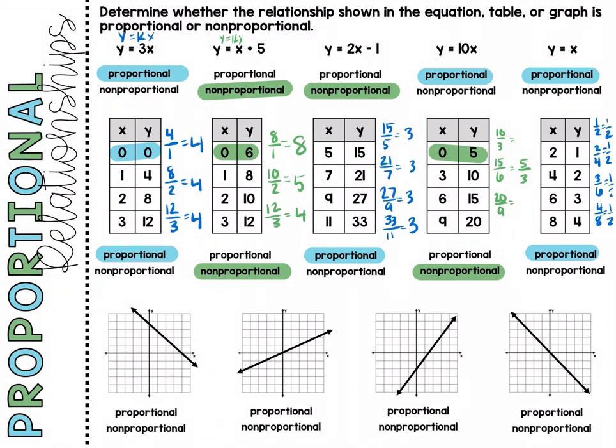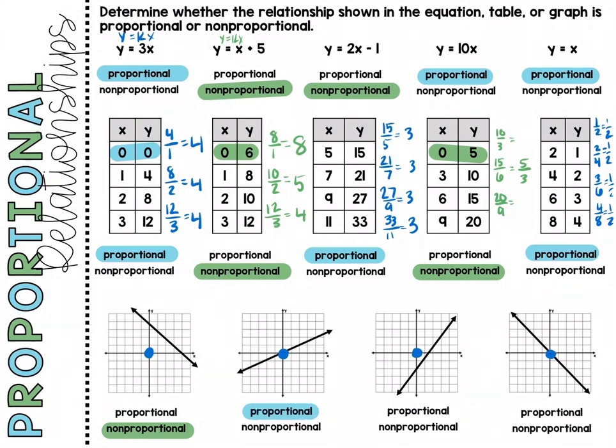Okay, so now let's look at the graphs. So remember, for them to be a proportional relationship, they have to be a straight line and they have to go through the origin. So remember, the origin is right here. Okay, there's the origin. Okay, this one, the first one is a straight line, but it doesn't go through the origin, so that means it is non-proportional. Okay, this second one, it goes through the origin and it is a straight line, so it is proportional.